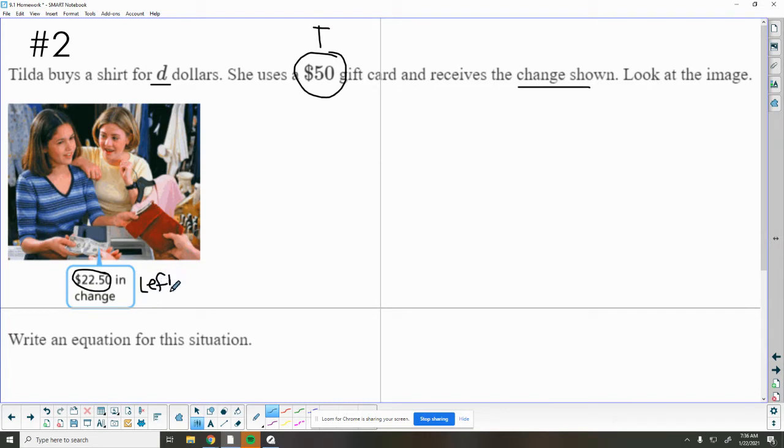So we want to write an equation to represent this situation. So think about how much did she start with? So she started with $50. And then she bought a shirt. So when you buy something, think about, are you getting money or are you giving away your money? So when we buy something, we minus, and we don't know how much the shirt cost. So we're just going to say minus D for dollars. And after we take that away, what is left? Our change is $22.50.